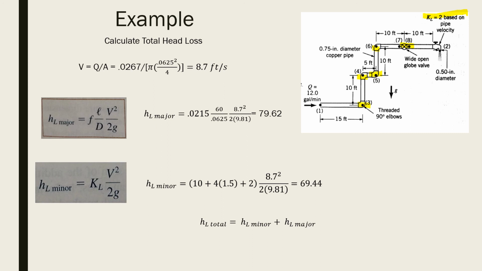Now we can find the total head loss of the system, which is again HL minor plus HL major. Adding 69.44 and 79.62, we get a total head loss of 149.06 feet.